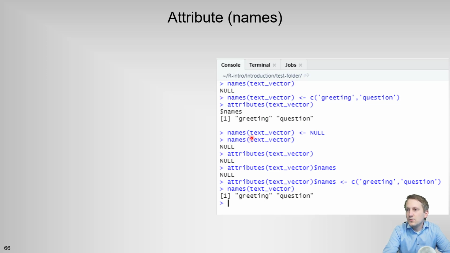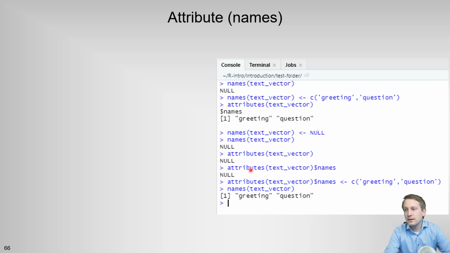So if you want to remove those names again, then we can call names on text vector and assign null to it, which will then actually remove those names. So then if you again call names on text vector, we see that it's null. If you call attributes on text vector again, we see that it's also null. And the same, obviously, if you say attributes text vector $names, it's also null.